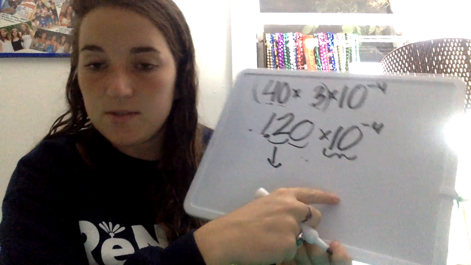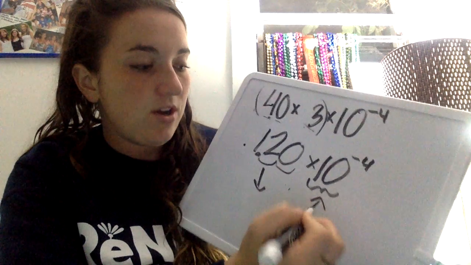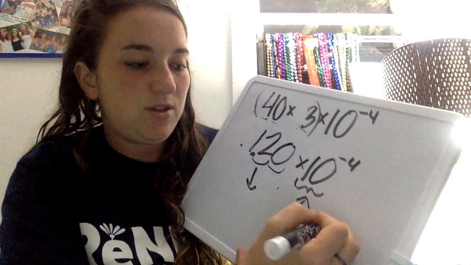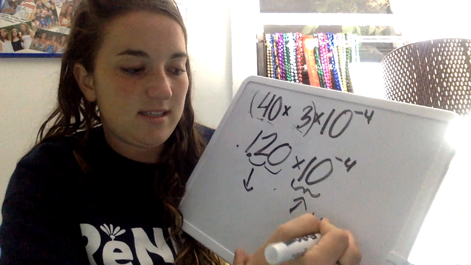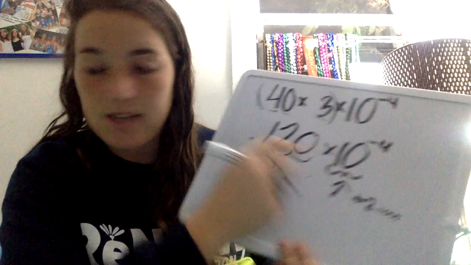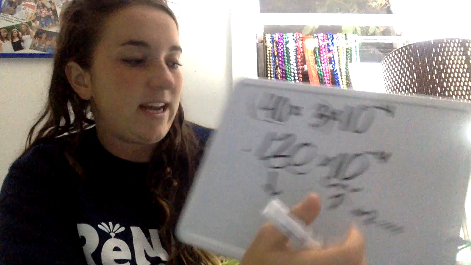When I make this number smaller, what happens to this number? It needs to get bigger. So it needs to get bigger by how much? By 2 tens. Because this is the same as dividing by 10 2 times, so now I need to multiply by 10 2 times, which is the same as adding 2 to my exponent.